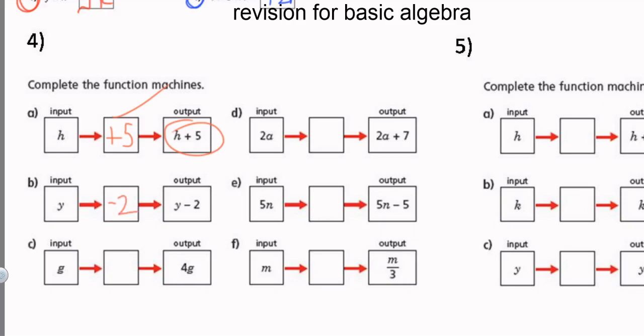Here, G becomes 4G. So obviously that's times by 4. Next one, 2A becomes 2A plus 7. So you're adding 7. Question E, 5n becomes 5n take away 5. Minus 5. And then m becomes m over 3. So we know that's a division. Let's divide by 3.